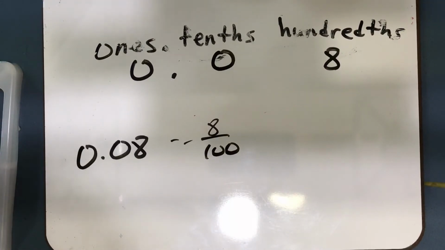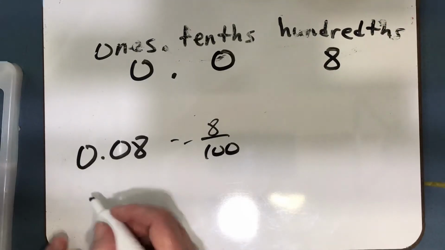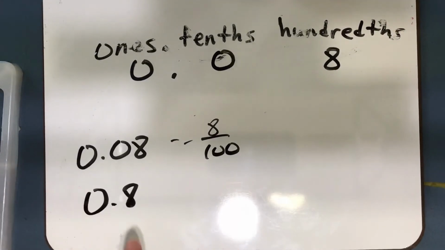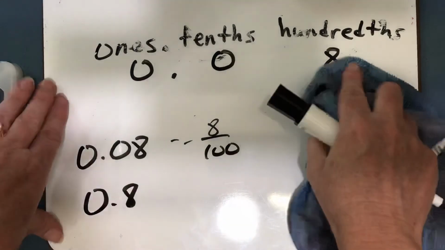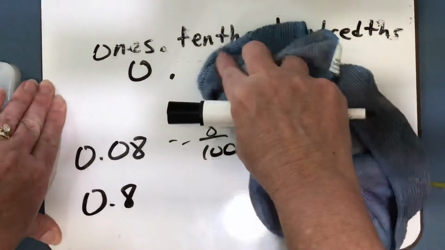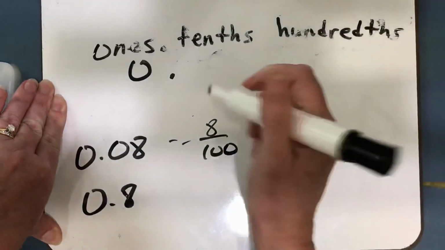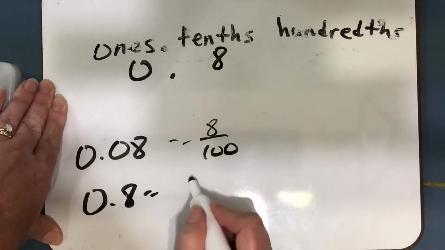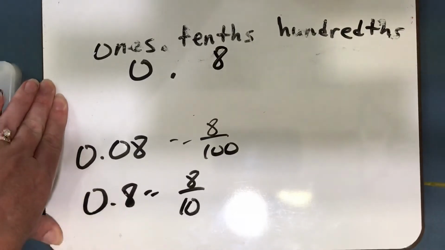Let's look at number 14. It also has an 8. But notice that the 8 is right after the decimal point. So the 8 is going to be in the tenths place, like that. So this equals 8 tenths.